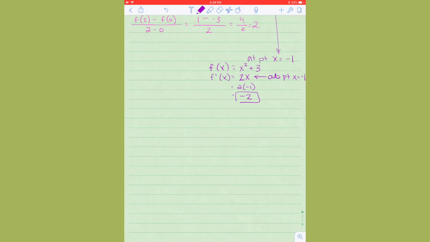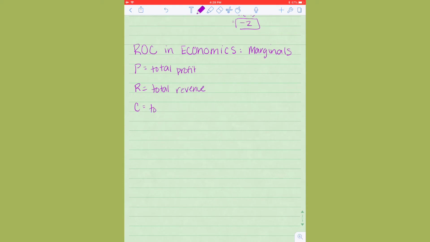I'm not providing a whole lot of examples, but I do want to talk about rate of change in economics. There are some key words in this section that we'll be utilizing in class more, and I just want to make sure that you've seen them. We refer to these as our marginals. The three that we're going to talk about, we're going to label as P, R, and C. P is going to stand for our total profit. Our R value is going to stand for our total revenue. And our C value is going to stand for our total cost.